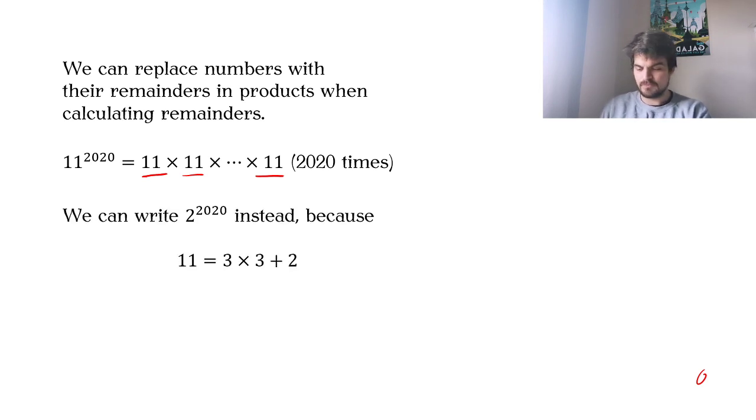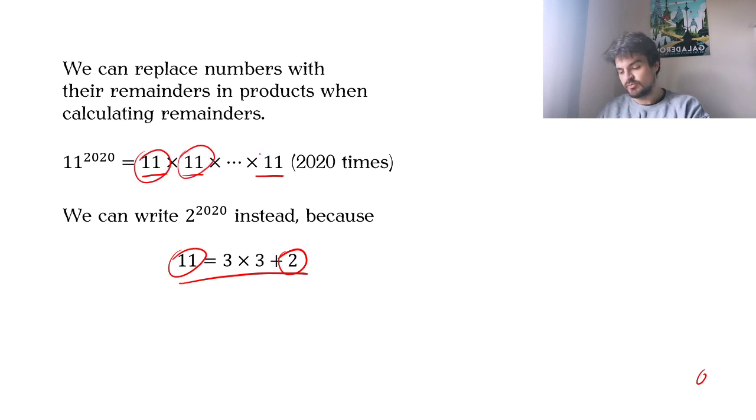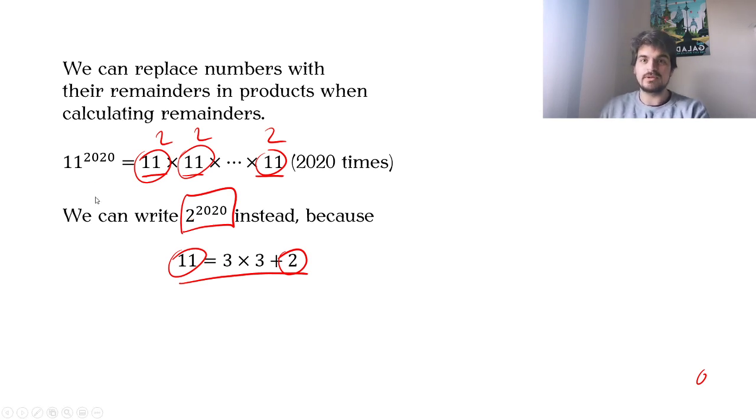But what is it? Well, 11 is equal to 3 times 3 plus 2, so we can replace 11 with a 2 in this product, right? So each of those 11s becomes a 2, and instead of 11 to the 2020, we can write 2 to the 2020. And then the remainder of this will be the same as the remainder of this. So maybe it will be a bit easier to calculate this number than that number, but this number is still a huge number. So maybe it's not as useful as you would like it to be. It's not very helpful. We need to find another way to do it.